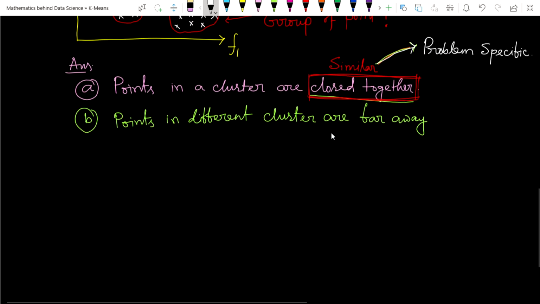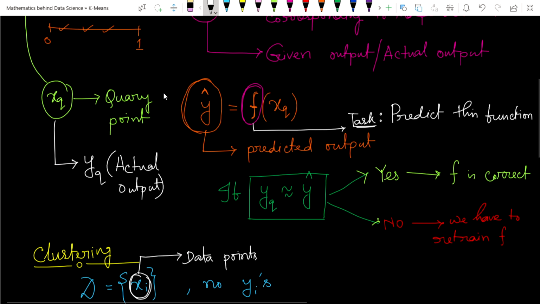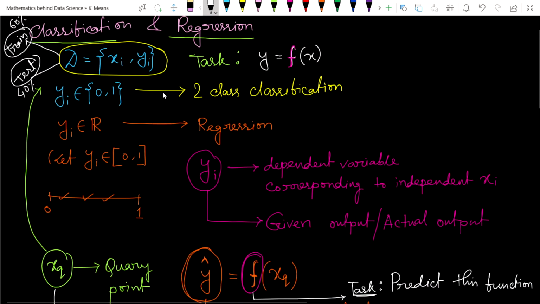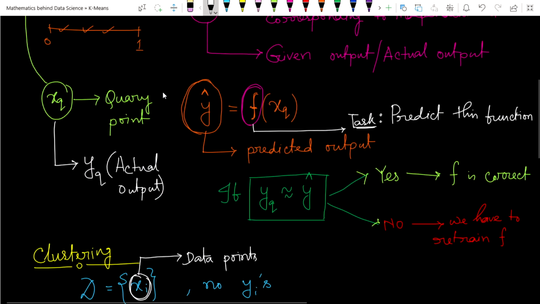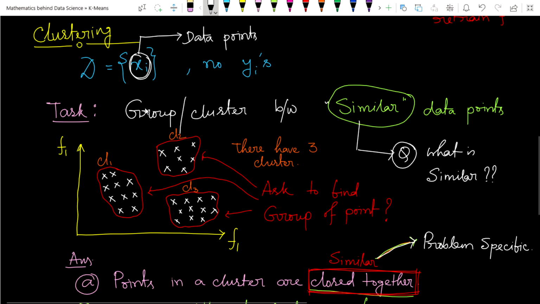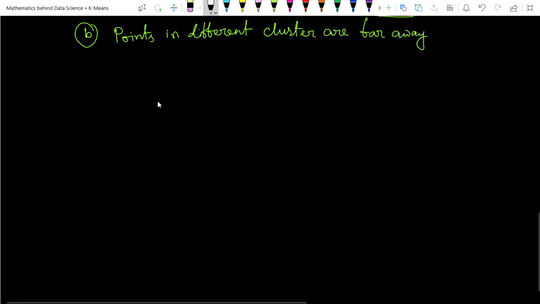So if we compare and conclude this lecture side by side, what are the differences between classification or regression and clustering? That is, what are the differences between the supervised learning model and the unsupervised learning model? Then we get this answer.